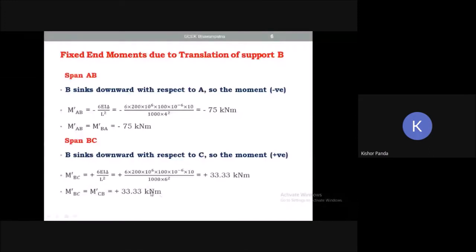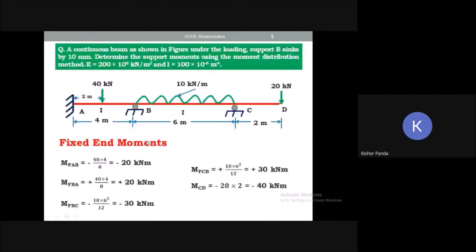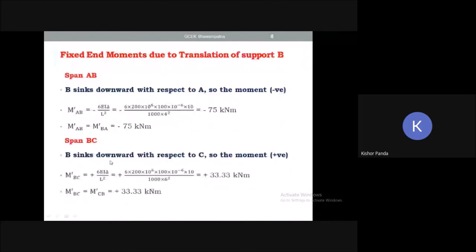This is the moment. M dash AB and M dash BA are minus 75 kilonewton meter. Then M dash BC and M dash CB are plus 33.33 kilonewton meter. Then you take the sum of the fixed end moments. Here you got the fixed end moments due to the external loading, and here you got the moment due to the sinking of support, or due to the translation of support B. Then take the sum of these two moments.